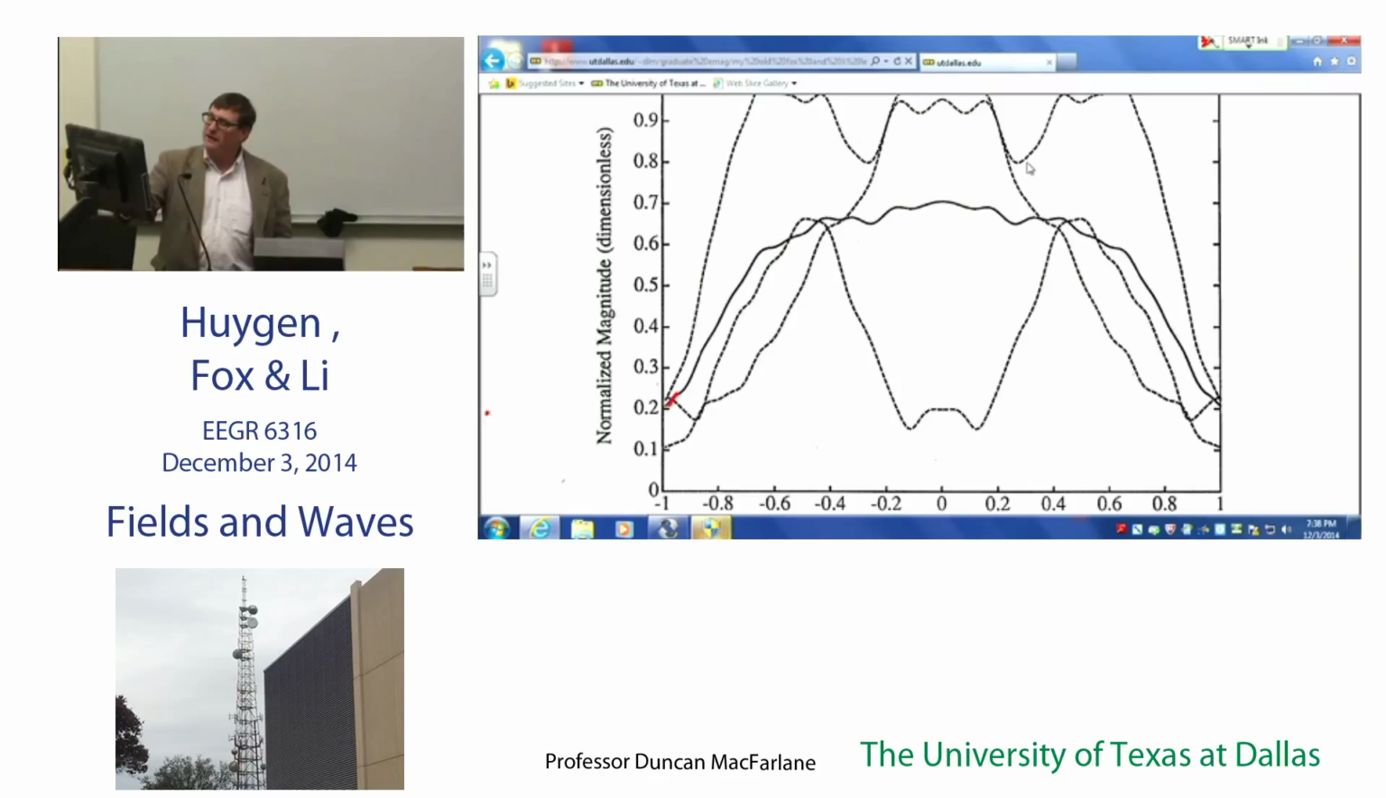This solid line here is the average field distribution, the magnitude of the average field distribution. And it looks fairly okay. Right? Little ripples on it, fairly well behaved. But if I look at what's going on not on the average, but at each and every case, I get wildly different field distributions.